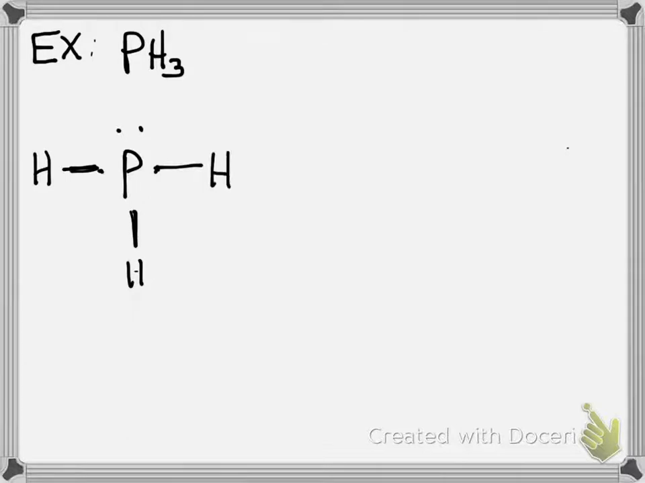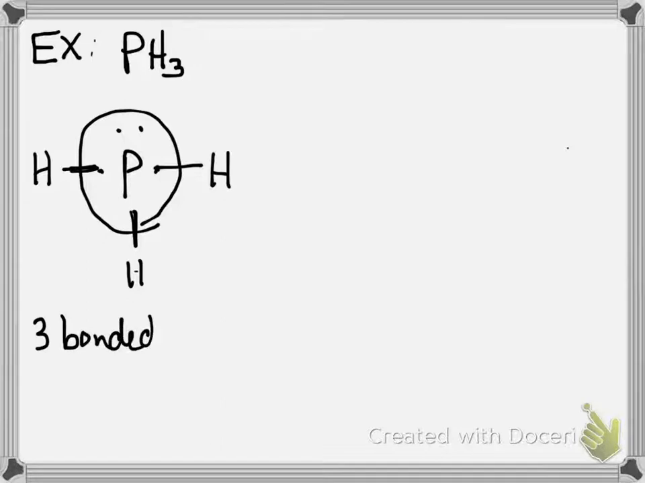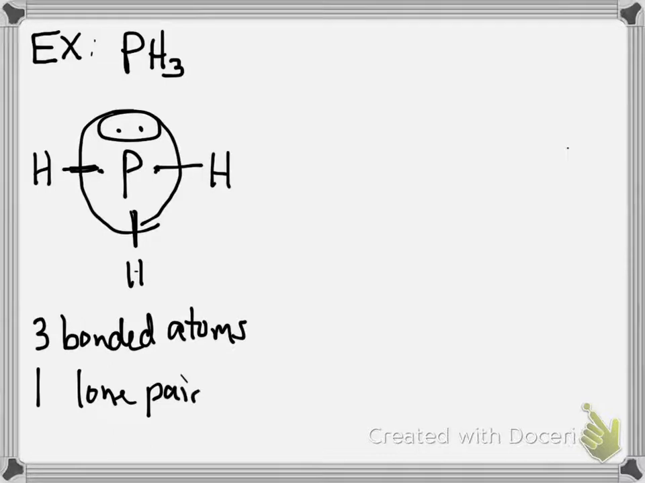Okay, now, how many bonded atoms here? 3. How many lone pairs? No, that's 1. A pair is 1. So these 2, that's 1 lone pair. Okay, so 3 bonded atoms, 1 lone pair. Okay, this is called trigonal, so triangle again, pyramidal, because it's going to form a pyramid.